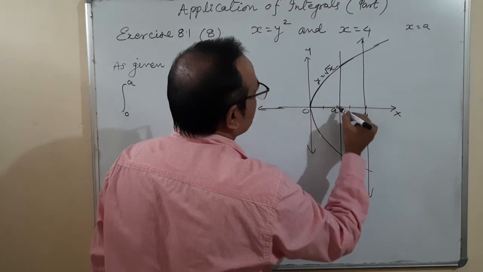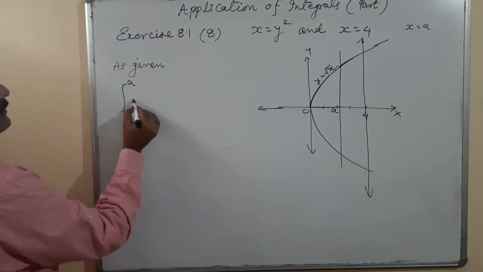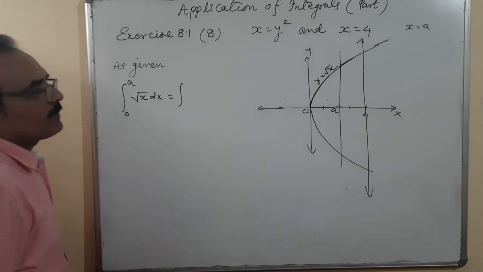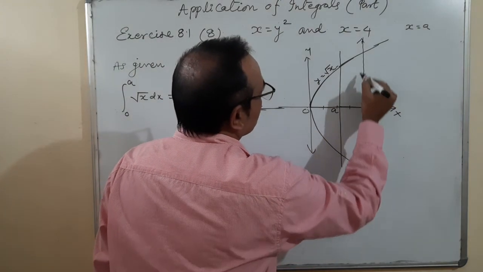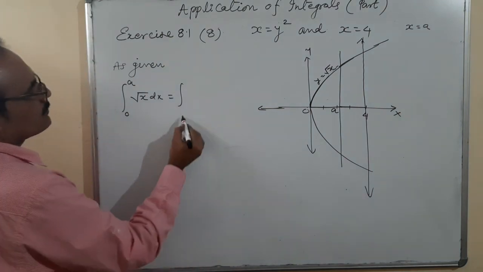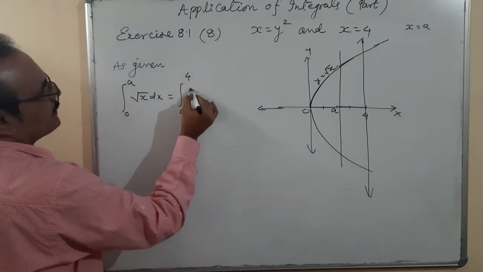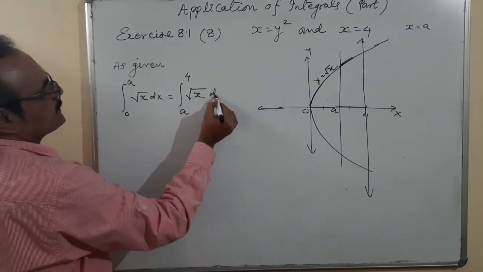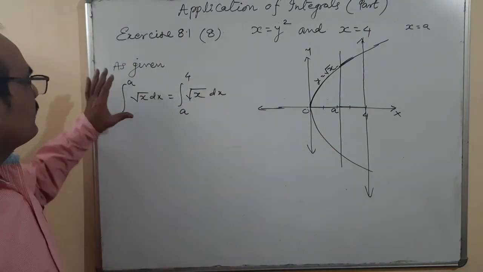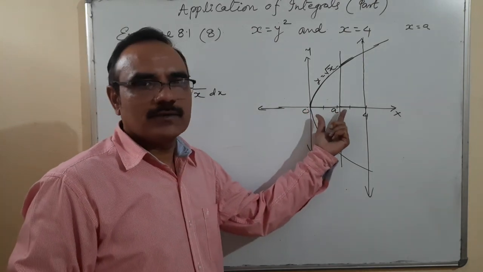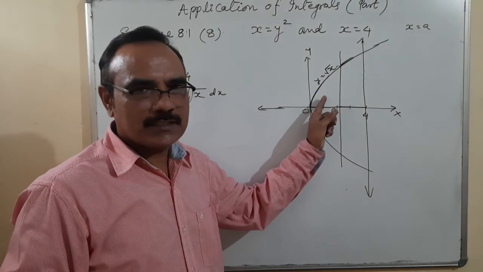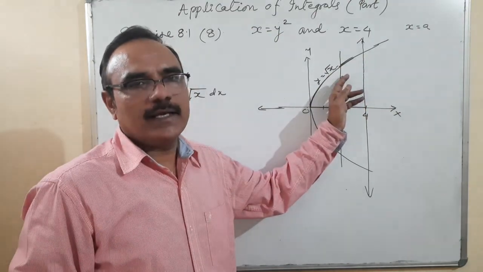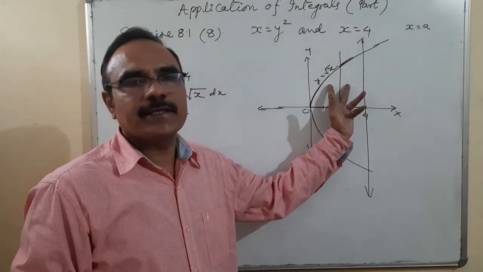area of this part. y is equal to root x. So root x dx is equal to, this is a to 4, and this is also bounded by the same y is equal to root x dx. Is that clear? 0 to a, this is the function. So this area is equal to a to 4 limit, this area. And in the question it is given that both the areas are same, find the value of a.